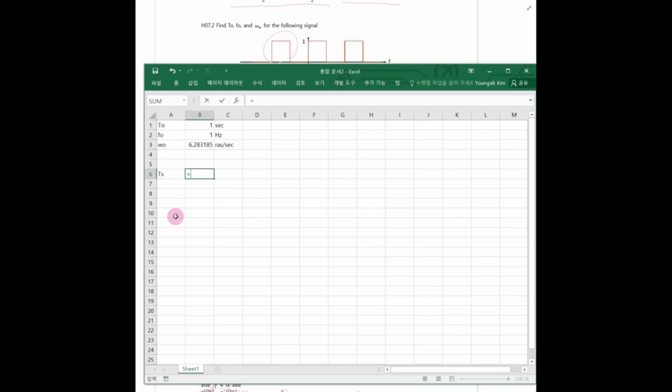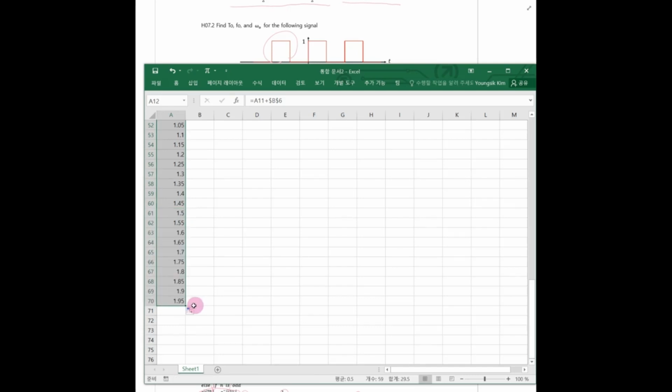For sampling, I would like 1 over 20 times each period. This is the sampling time. The sampling frequency is just the inverse of that. I would like to write down the times over here, starting from minus 1 second, and time increasing by the sampling time, kept constant. I can copy it up to maybe 2 seconds, which will be enough.